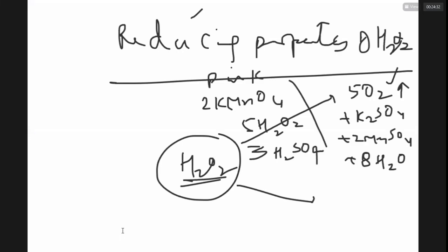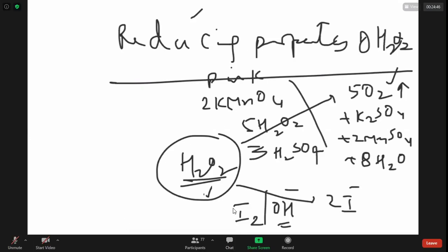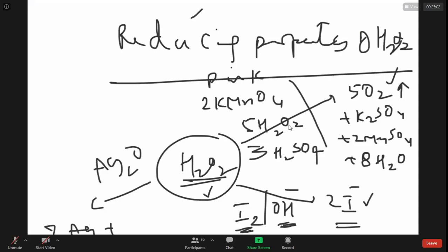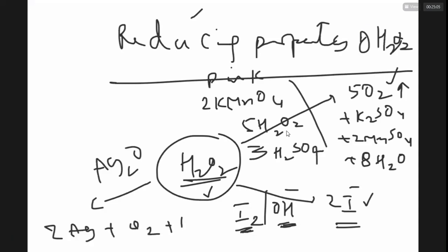When H2O2 reacts with iodine in basic medium, you get iodide ion. Have you noticed the reverse reaction happened in acidic medium? In acidic medium, H2O2 reacted with iodide ion to give iodine. However, in basic medium, H2O2 reacts with iodine to give iodide. If you react it with silver oxide, you get silver metal, O2 gas and H2O.